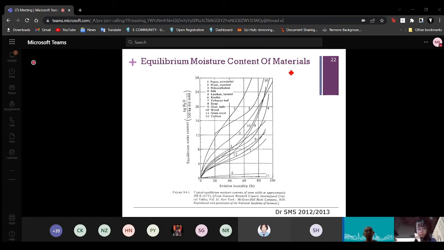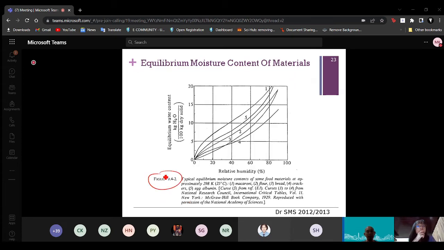Okay, equilibrium moisture content. This one you can get from your textbook. You refer to figure 9.41 and then figure 9.42.